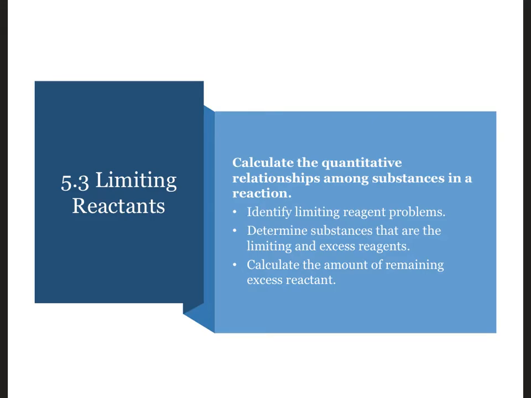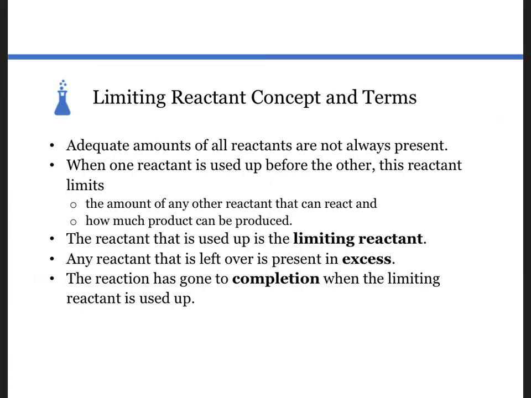Let's begin. So far, all calculations have assumed the reactants are present in the amounts needed such that no reactant remains at the end. This is not always the case. When one reactant is used up before the other, this reactant limits the amount of any other reactant that can react and how much product can be produced.